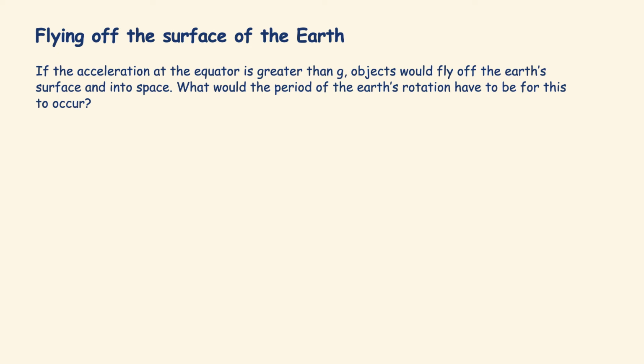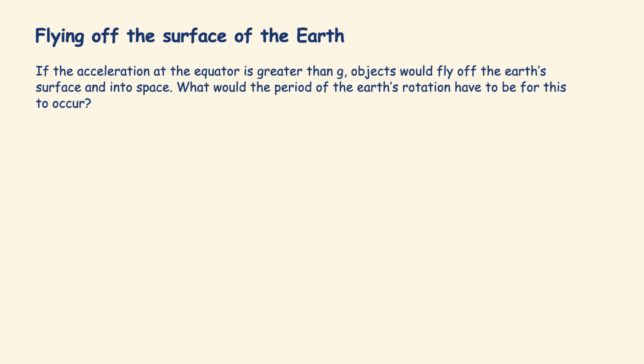Let's look at an example now that relates to the circular motion of the Earth. We all know that our Earth rotates about its axis and it rotates about the Sun. We'll focus on the actual rotation. If the acceleration at the equator is greater than the gravitational acceleration g, objects would actually fly off the Earth's surface and into space. So it's a hypothetical situation.